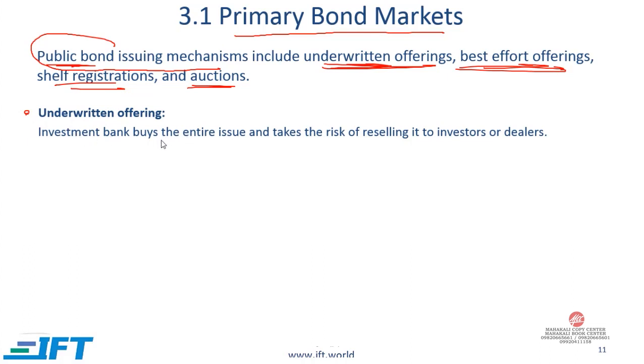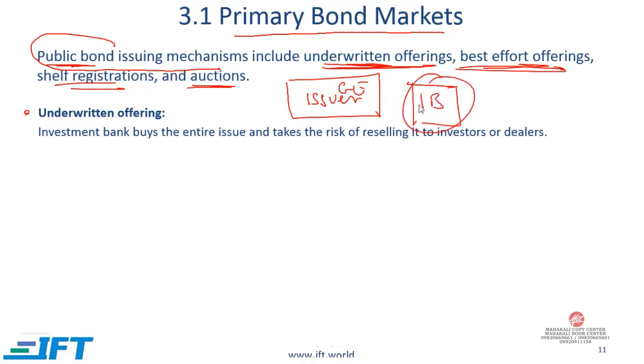Here, the investment bank buys the entire issue and takes the risk of selling it to investors. So just to understand what's going on, we have an issuer. This issuer might be a company like General Electric, which wants to issue bonds. It will issue bonds through the help of an investment bank. So let's say the investment bank is Goldman Sachs. So the investment bank will help raise money through the issuance of bonds.